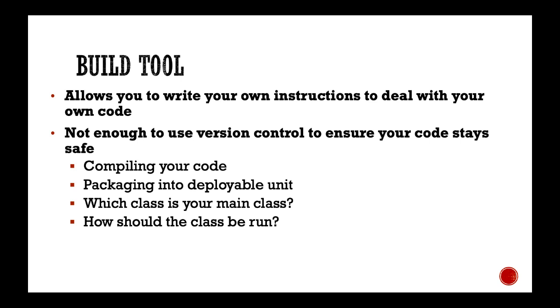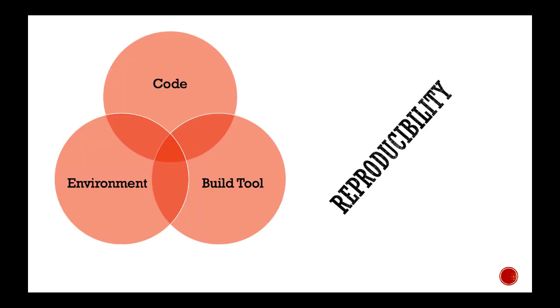And it answers questions like, which class is your main class? How should it be run? How do we do this? How do we distribute it? But the really important thing that a build tool gives us is reproducibility. Because you see, when we combine code with an environment and a build tool, we end up with reproducibility. We have the same code built in a similar environment, and we combine that with a build tool.